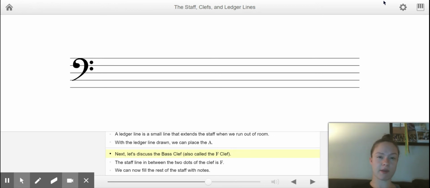And do keep in mind that bass clef note names are going to be on your music theory exam for your choir placement audition for next year, so it's totally worth the time to get to know those and get comfortable.